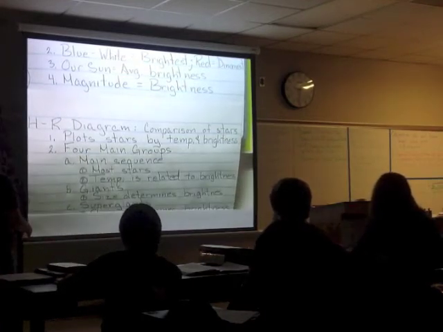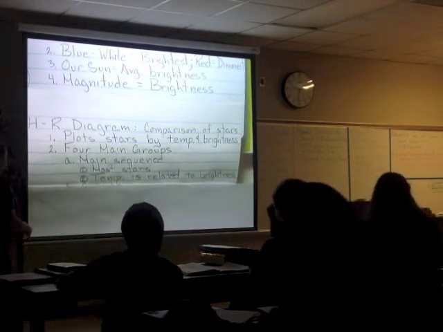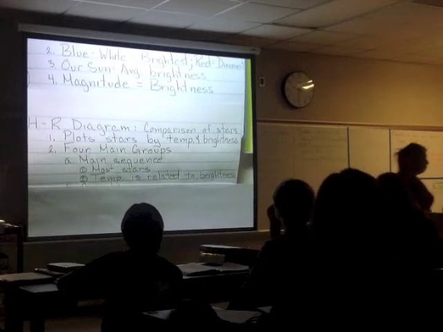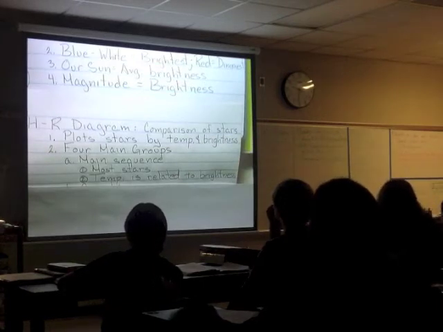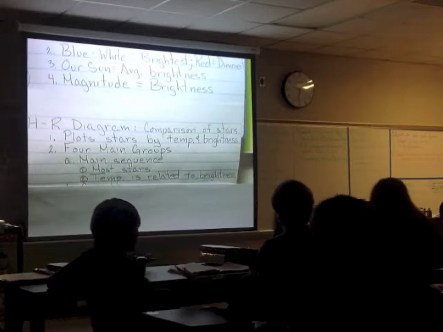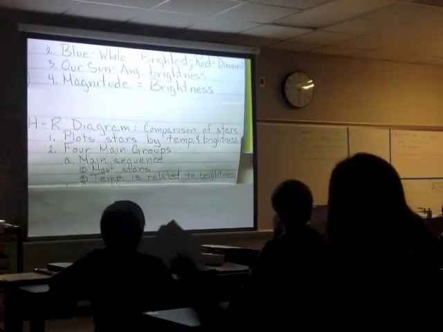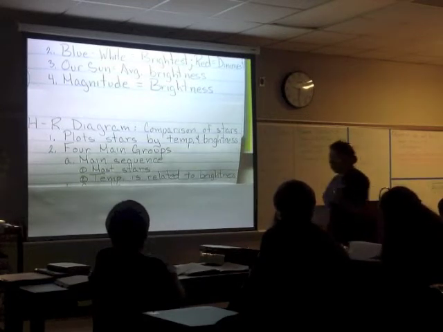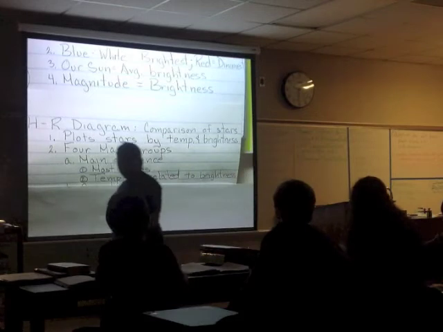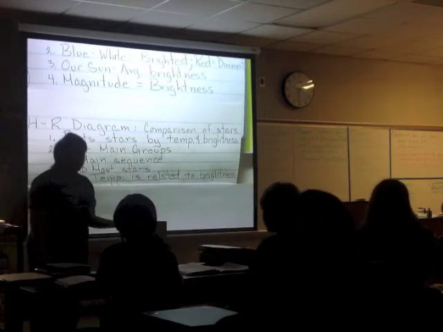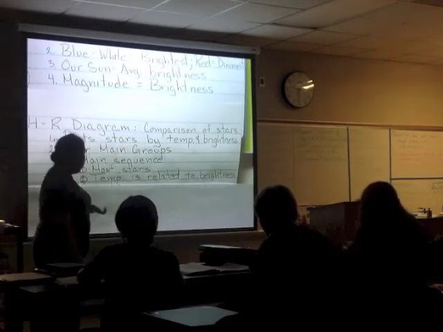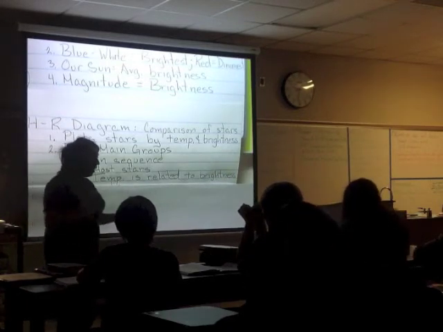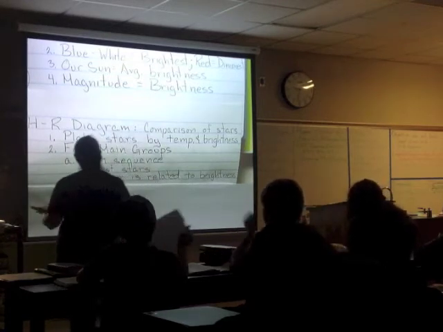And there are four major groups. The first one is what we call main sequence stars. Most stars are main sequence stars. The temperature in main sequence stars is related to their brightness. So the brighter they are, the hotter they are. Our sun is a main sequence star. So for the most part, when we look at main sequence stars, we're looking at stars that are average in age, average in temperature, average in brightness, and so on.